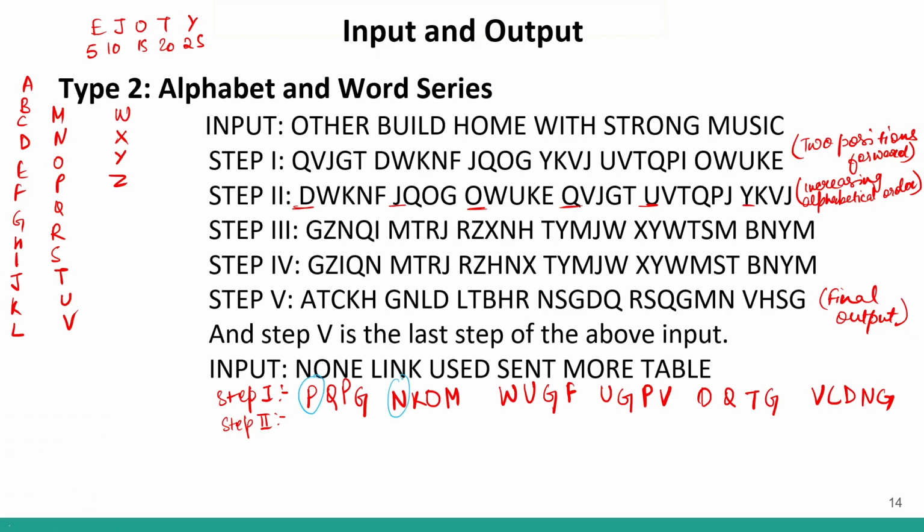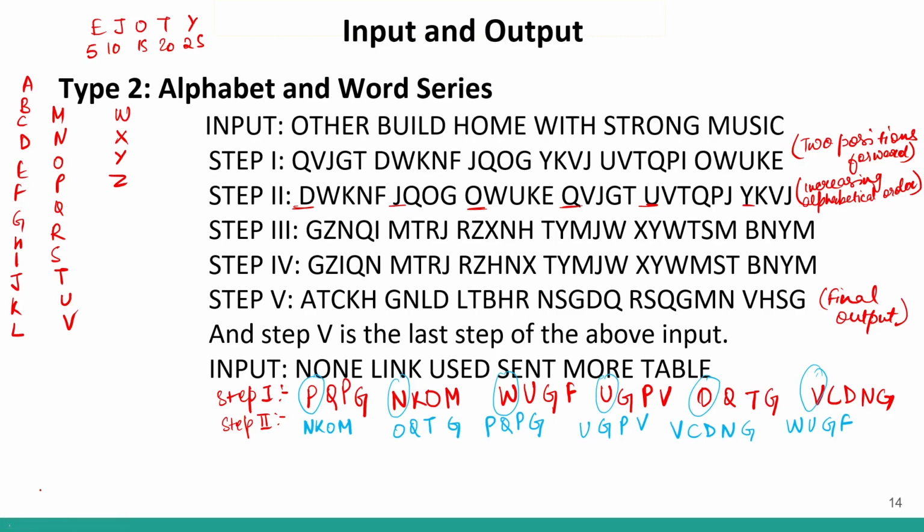So P, N, W, U, O and V we have. So the first one will be N. So we will get N, K, O, M. Then the second one will be O. So O, Q, T, G. Then we will get P, Q, P, G. Then we will get U, G, P, V. Then we will get V, C, D, N, G. And then we will get W, U, G, F. Correct? This is what we will get after arranging them in increasing alphabetical order.